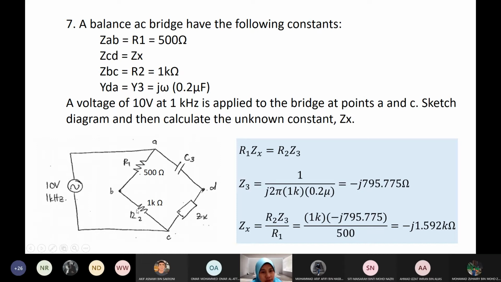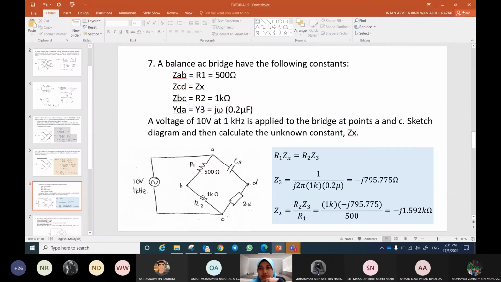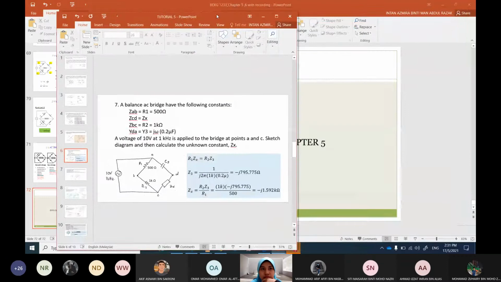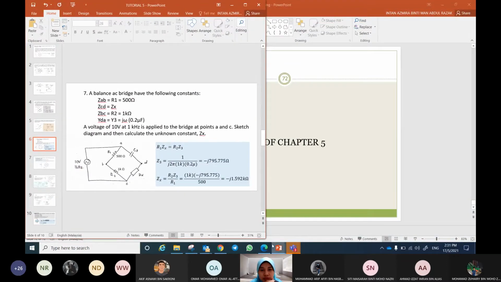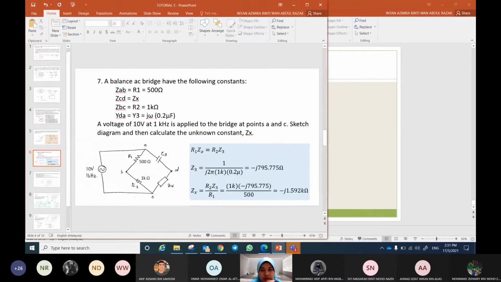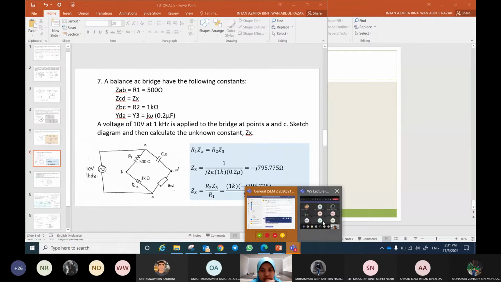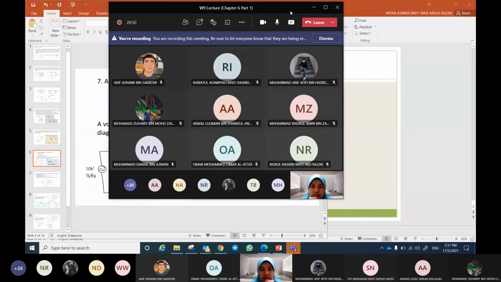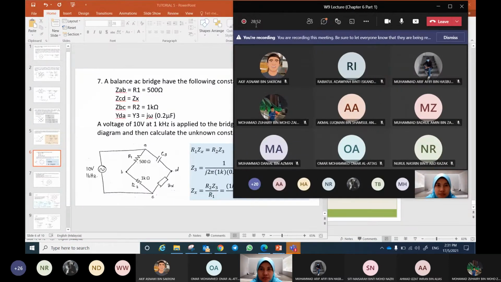So after we sketch the diagram, calculate the unknown constant ZX. ZX is here, so the first step is to, what is the first step? What is the first step? Class, what is the first step?